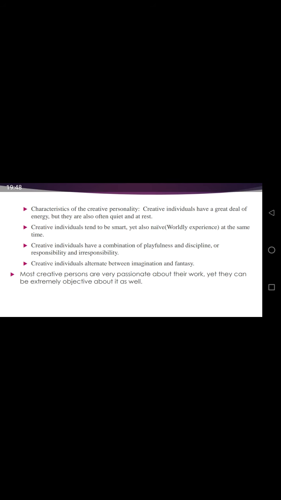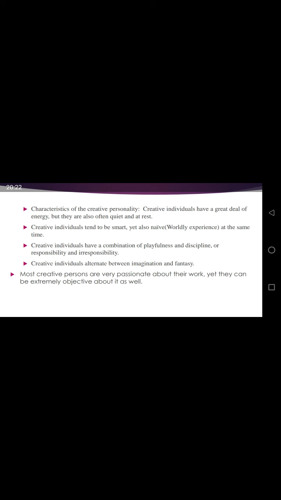Now, characteristics of creativity in the personality field. Creative individuals have a great deal of energy, first thing, but they are also often quite quiet. Friends, if you want to talk about the characteristics of the personality, what kind of characters you should have during creative research, the story itself is telling a different thing.